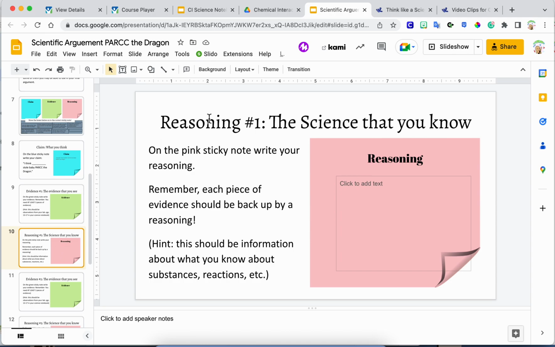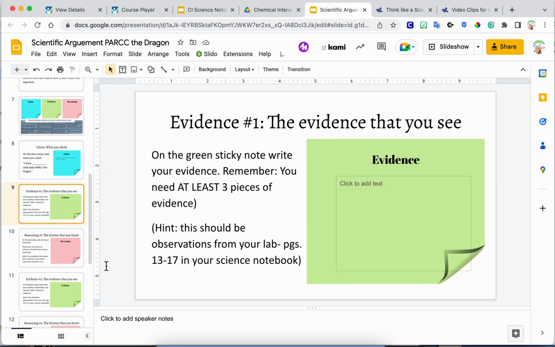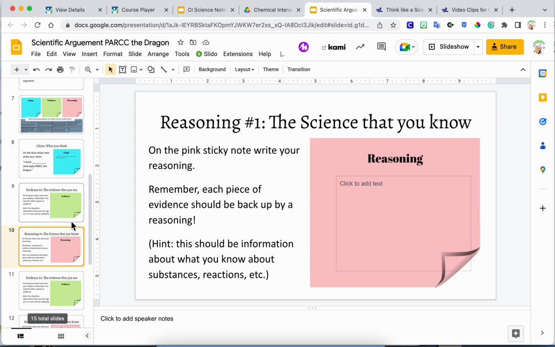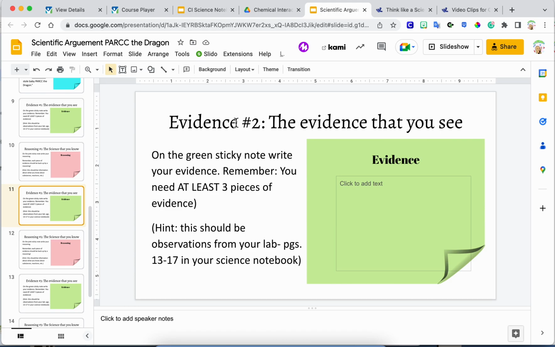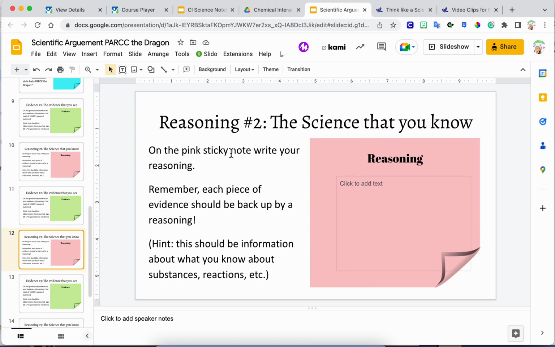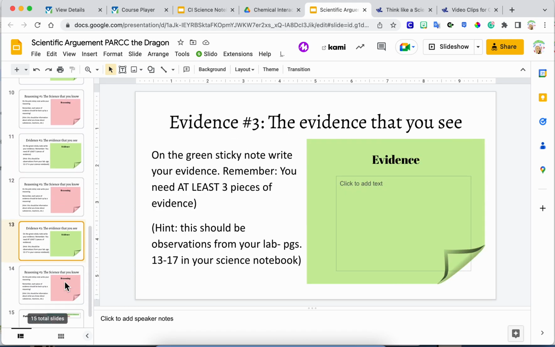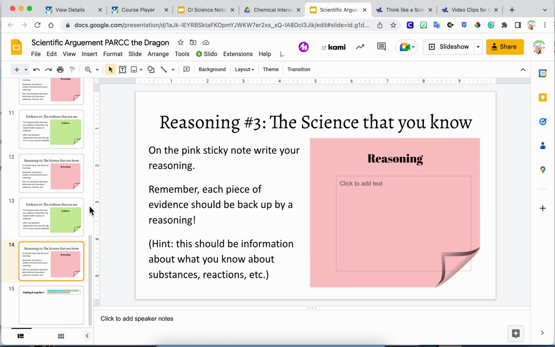After each piece of evidence, you're also going to write your reasoning. Your reasoning is the science that you know. So think about what we know about particles, what we know about reactions, what we know about how things change over time. And each piece of evidence should be backed up by a reasoning. So you'll have evidence number 1 and then reasoning number 1. You're going to do the same thing with evidence number 2, reasoning number 2, evidence number 3, and reasoning number 3. If you have more, you can always add more.